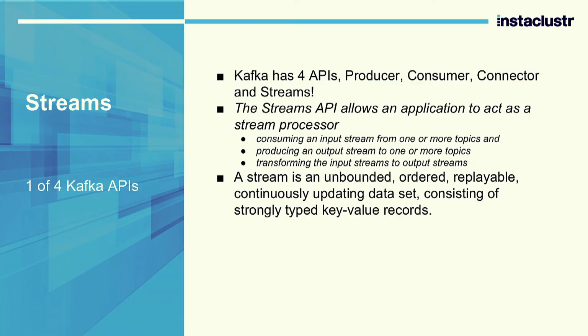So just as a bit of an overview, the Streams API allows an application to act as a Streams processor, so it can consume an input stream from one or more topics and produce an output stream, again, to one or more topics. And it transforms the input streams to the output streams. So it's all about transformation. The stream is an unbounded, ordered, replayable, continuously updating data set consisting of strongly typed key value records.